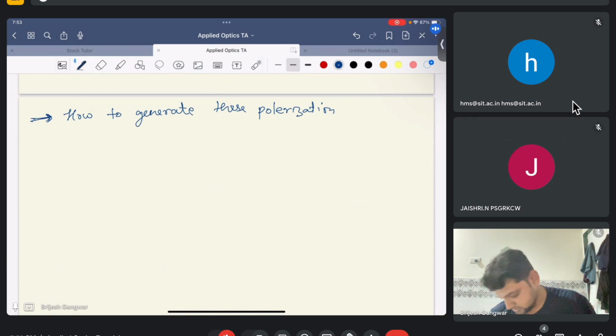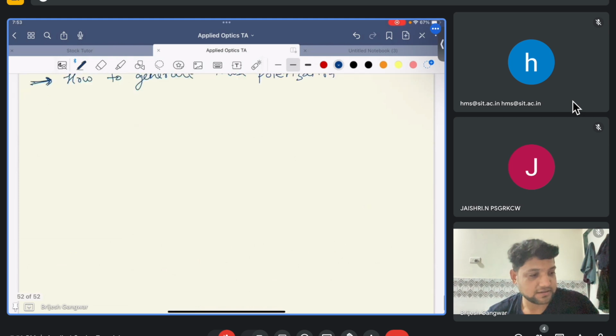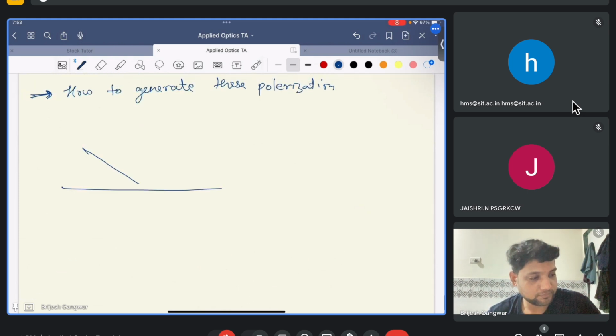Okay, so there are some particular ways to generate polarized light. A very simple way is, we know reflection, right? So from reflection also we can generate polarized light.